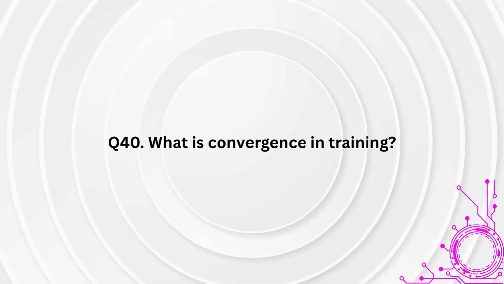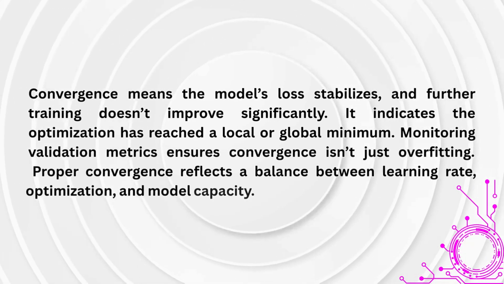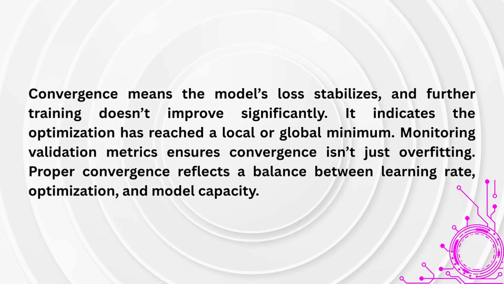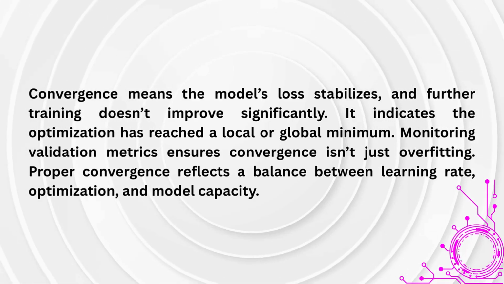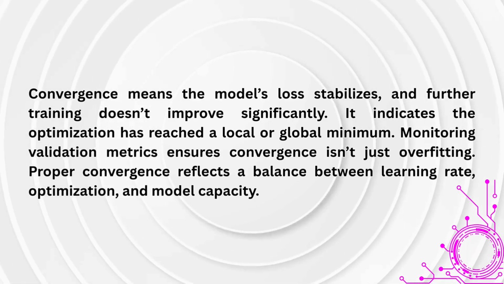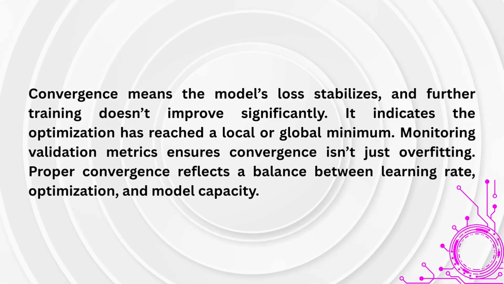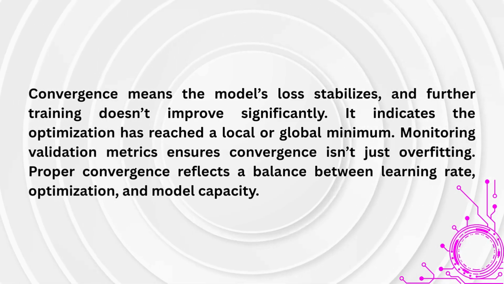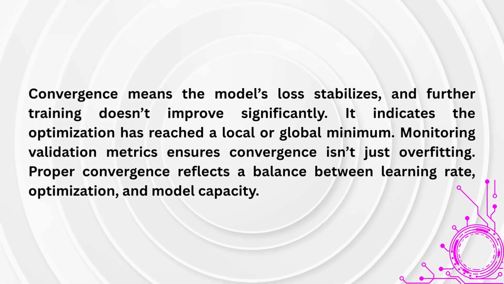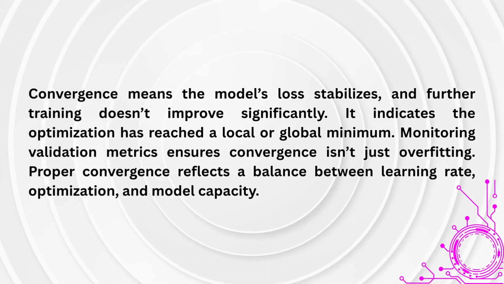What is convergence in training? Convergence means the model's loss stabilizes and further training doesn't improve significantly. It indicates the optimization has reached a local or global minimum. Monitoring validation metrics ensures convergence isn't just overfitting. Proper convergence reflects a balance between learning rate, optimization, and model capacity.